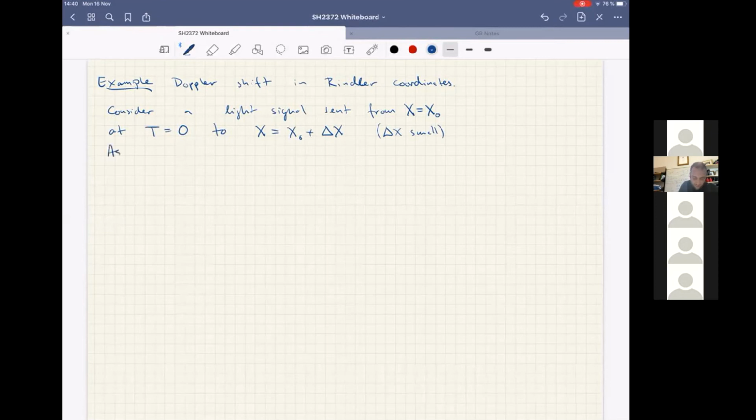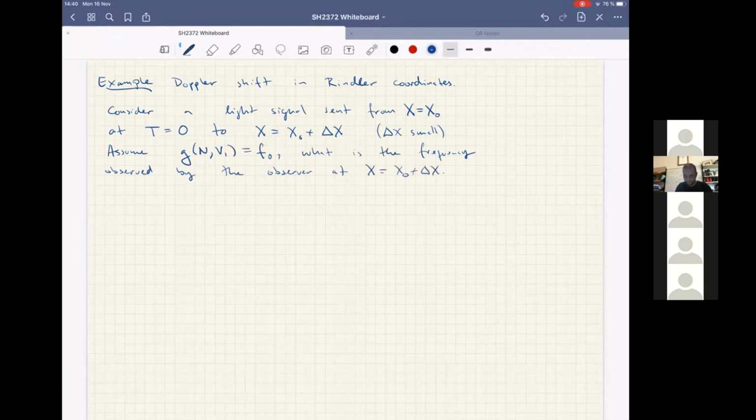So assume now that for the first observer, the frequency is equal to some basic frequency f0. Then we ask ourselves, what is the frequency observed by the observer at x equal to x0 plus delta x.